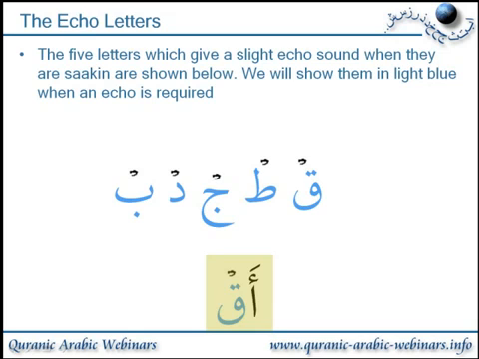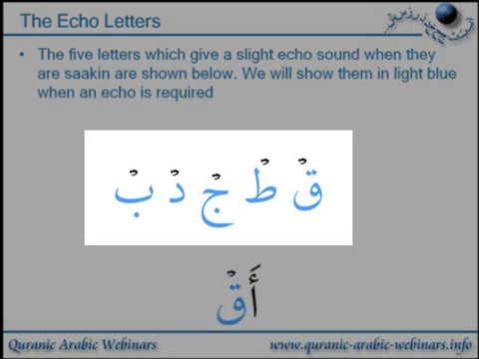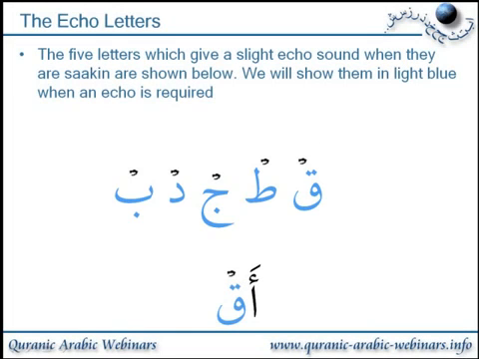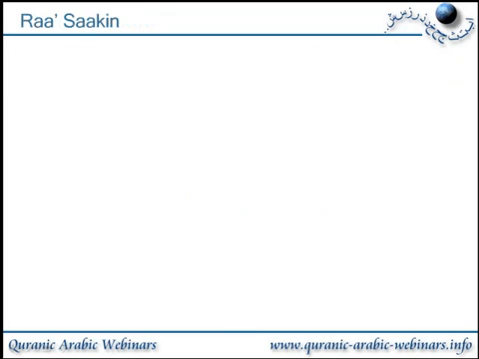So this will be aq, aq. Be careful not to say it with a strong vowel. This has to be a very slight echo. So aq, aq. This applies to all of these 5 letters, so you memorize them as qaf, ta, jeem, dal, ba. And for all our practices in the next few lessons, we will put these in light blue, indicating they need an echo when they are sakin.